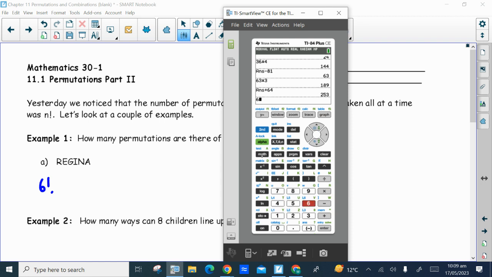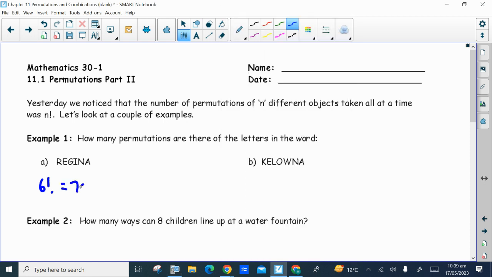And we saw that the factorial function can be found by going math over to probability, and number 4 in that list is factorial. 6 factorial means 6 times 5 times 4 times 3 times 2 times 1. This just saves you typing all those numbers in. And we get an answer of 720.